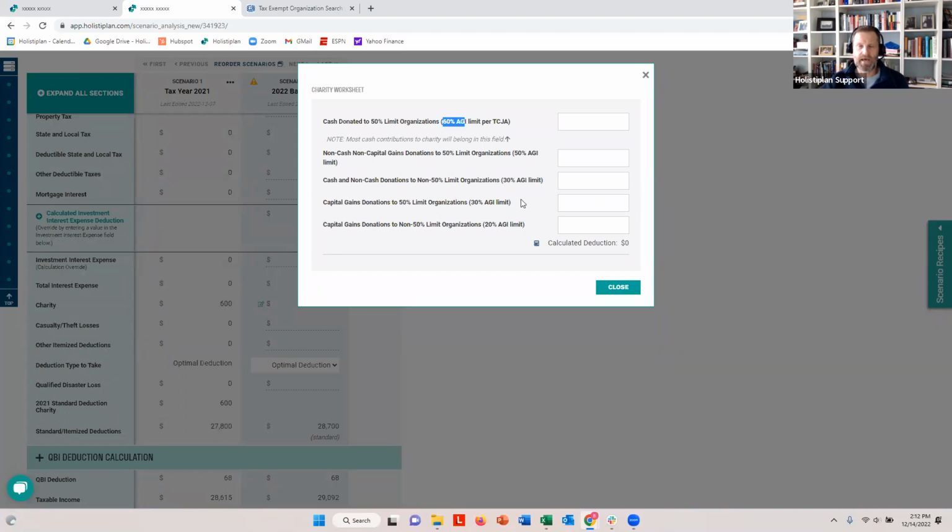Right. So Adam, you asked this question. I don't believe the $600 charitable donation got extended to 2022. It was there for 2020 and 2021. I don't believe that it has been extended to 2022. So good question.